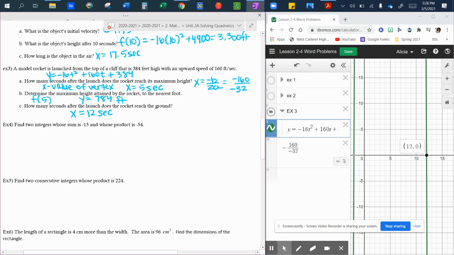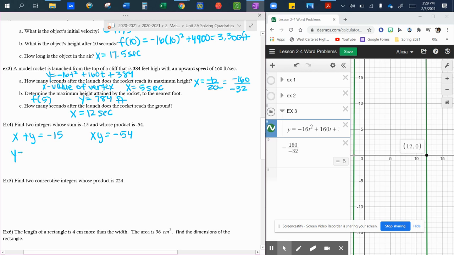So now here we get into some other types of word problems. If we're finding two integers whose sum is negative 15, and I'm going to name these two integers x and y, and their product is negative 54. Looking at this, I don't have a quadratic equation, but if I can write x times y in terms of just x or just y, when I multiply those by each other, then I could get a quadratic.